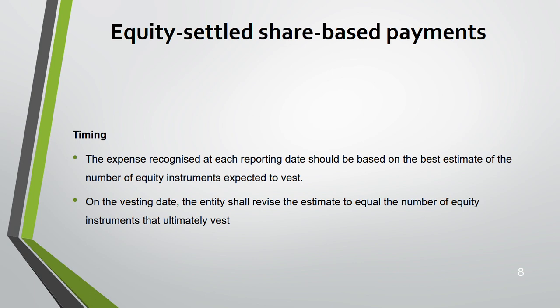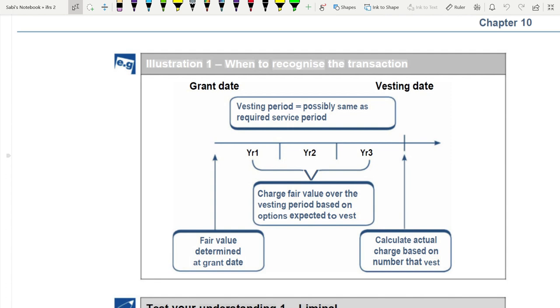Actually, that is vested. Now, we'll be doing two questions before we move on to more conditions under equity settled share based payment. Before we move on to test your understanding one and test your understanding two, you need to go through this table. When to recognize the transaction? There are two dates. This is the grant date when you have been granted the share options. This is the vesting date when you'll be entitled to receive it. Now, the fair value determined at the grant date. Next, from year 1 to year 3, this period is known as what? Vesting period.